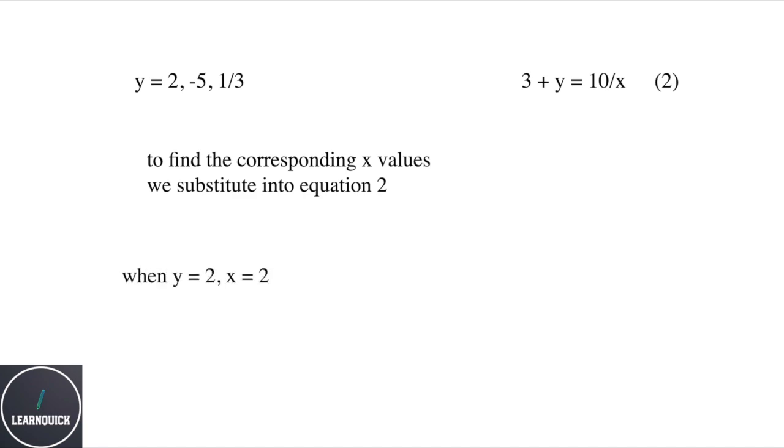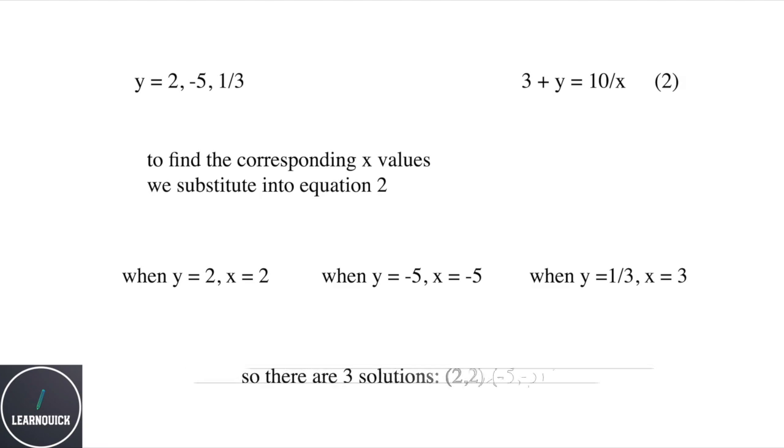So when y equals 2, x equals 2, because 3 plus 2 is 5, and then 10 divided by 5 is 2. When y equals minus 5, x equals minus 5, as 10 divided by minus 2 equals minus 5. And finally, when y equals 1 over 3, x equals 3, and we knew this from before.